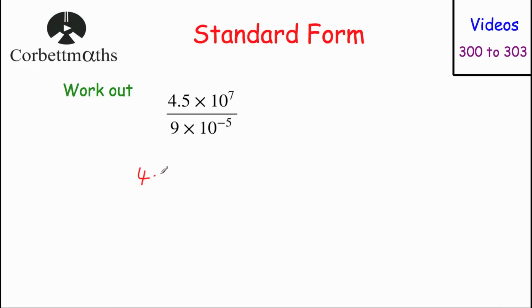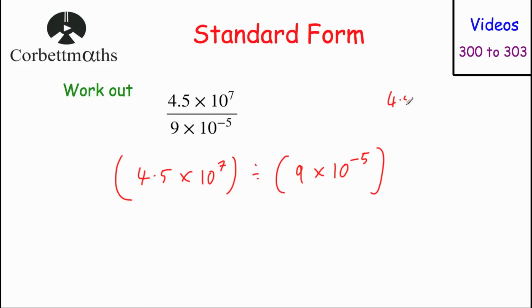So we've got 4.5 times 10 to the power of 7. And we're dividing that by 9 times 10 to the power of negative 5. So we're going to do 4.5 divided by 9. Let's actually do that quickly. Now I know the answer is 0.5, but I'm just going to show you how. 4 divided by 9 is 0, remainder 4, and 45 divided by 9 is equal to 5.